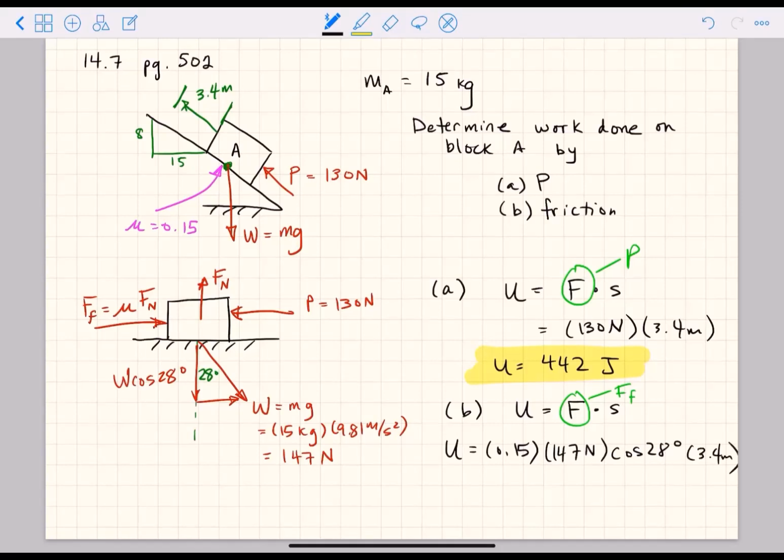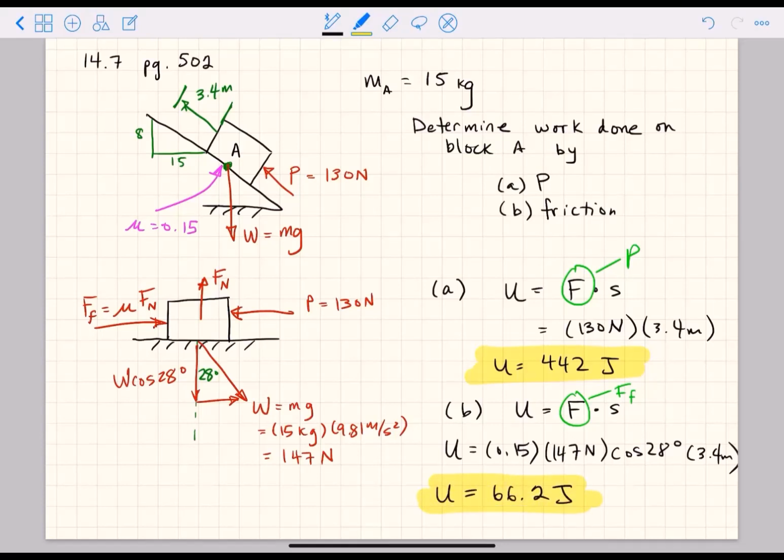And remember, it is parallel, right? Yes, the actual displacement is to the left, even though the force of friction is to the right, but it is parallel. It is in that same plane. So U is equal to 0.15 times 147 times cosine 28 times 3.4. You should get 66.2 newton meters, which ultimately is joules.